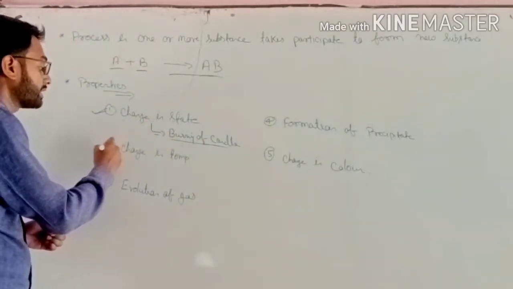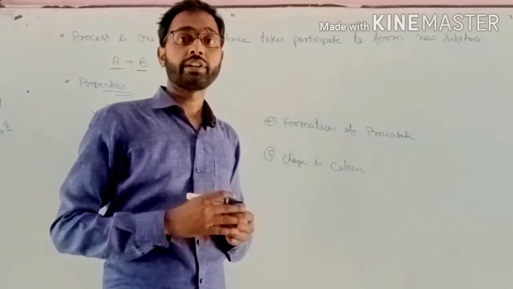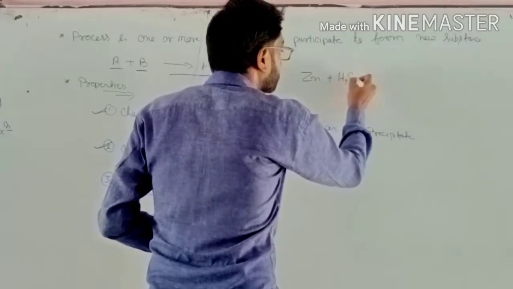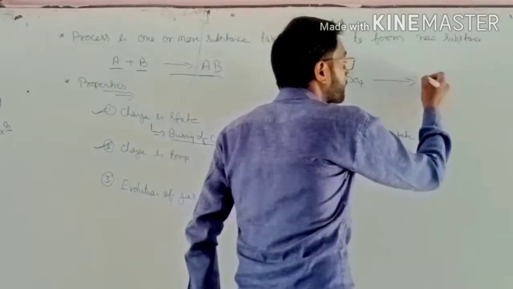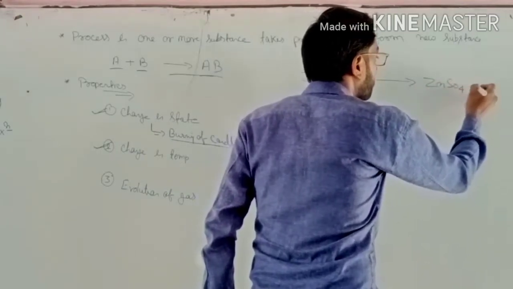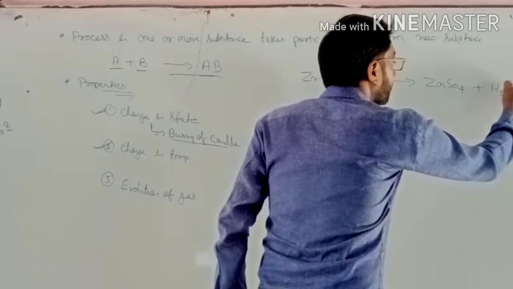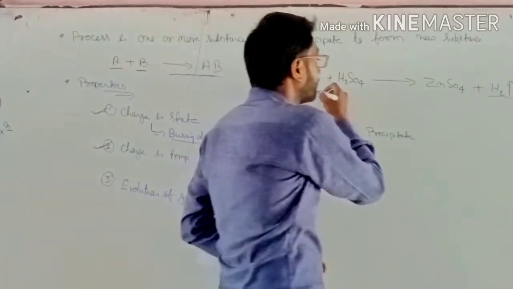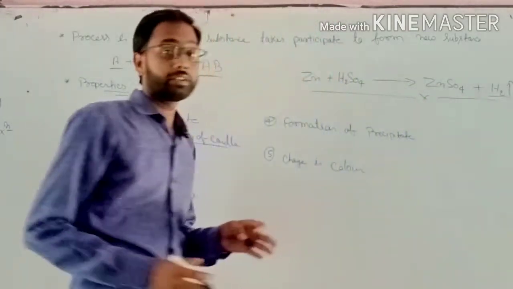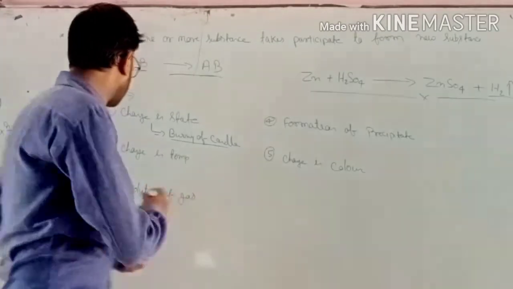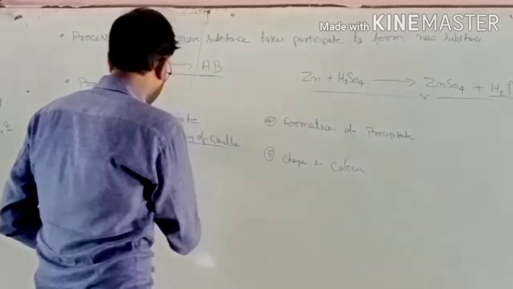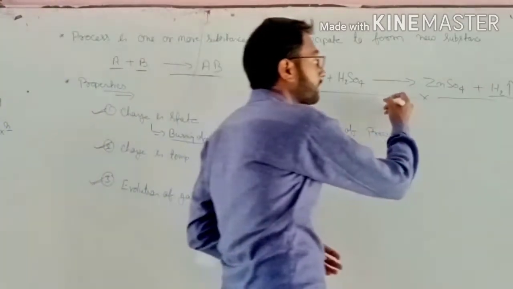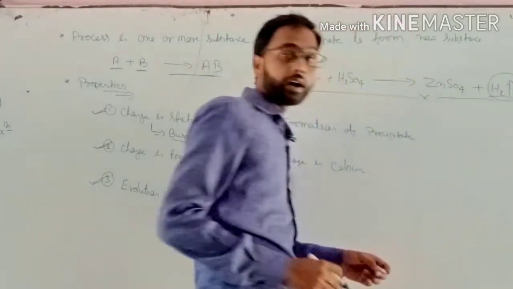And the second thing is the change in temperature. As in our NCERT book, there is an activity where zinc is added to sulfuric acid, forming zinc sulfate and hydrogen gas. When we do this activity and touch the beaker, there is a change in temperature. So this is an example of change in temperature. And the third is evolution of gas. This is also an example of evolution of gas because there is formation of hydrogen gas.